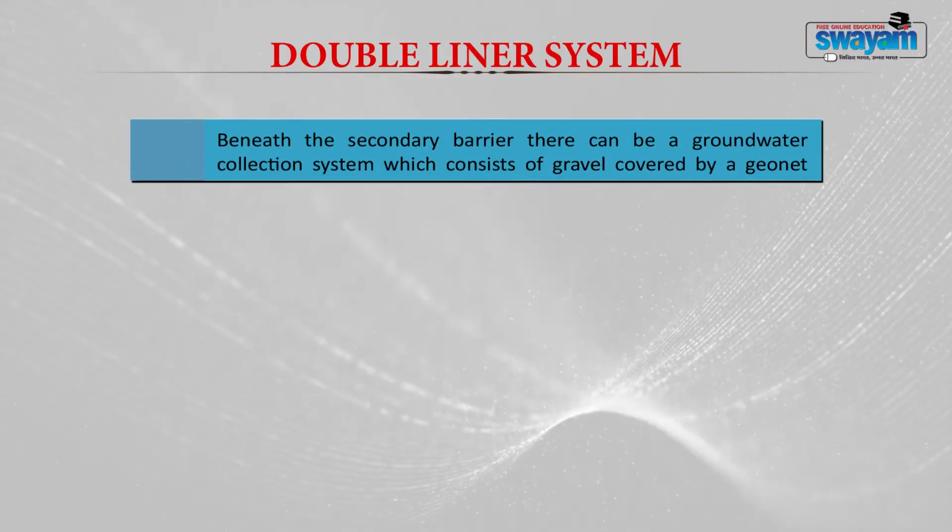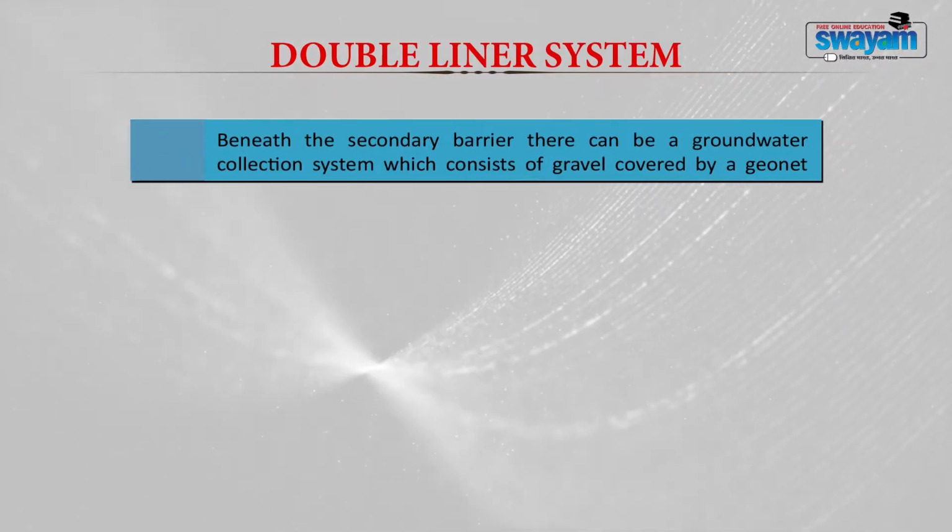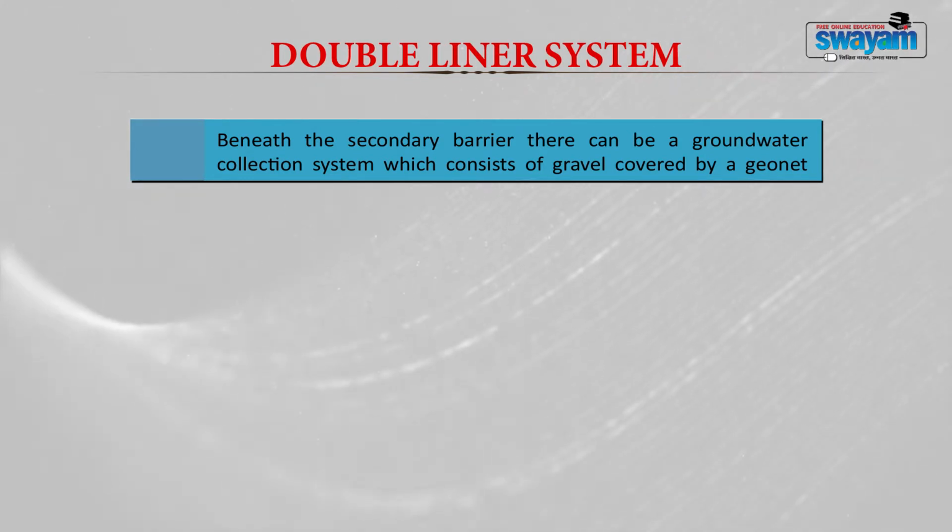The third type of liner system is your double liner system. Again this is for more secured protection and this is especially used for hazardous waste. Here the primary barrier is a synthetic polymeric flexible membrane which is separated by a thin layer of geotextile or a polymeric material. The polymeric material, as I told you earlier, can be HDPE, LDPE and PVC. The secondary barrier is clay, bentonite soil or geosynthetic clay. Now, between the waste and the protection layer would be the leachate collection system, which consists of a drainage pipe. Beneath your secondary barrier there can be a groundwater collection system, which again consists of gravel covered by a geonet.